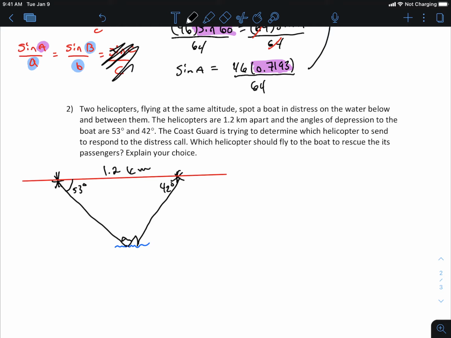Okay, I want you to look at that for a second. Now the Coast Guard's going to have to make a decision as to who's closer to the boat. Right? How are they going to do that? So basically, what information are we going to need in this question? That should be your question. Like, if you're the Coast Guard, how are you going to know which helicopter to send there?